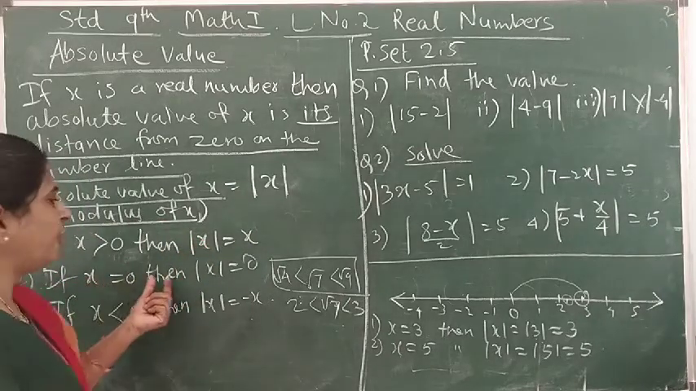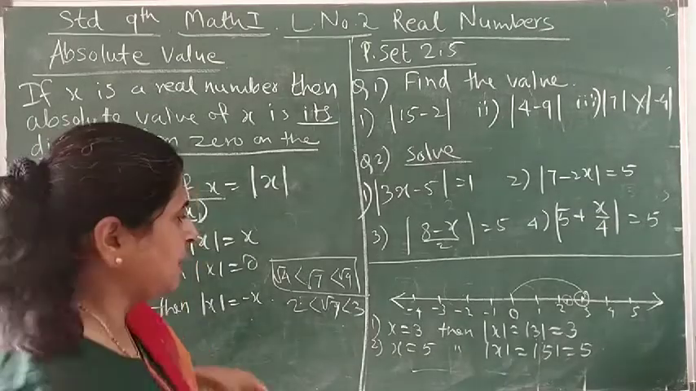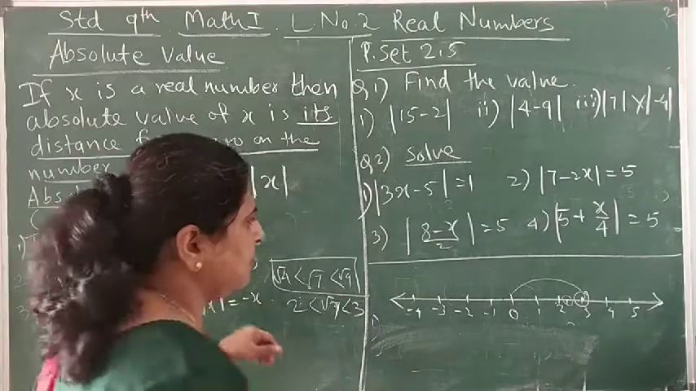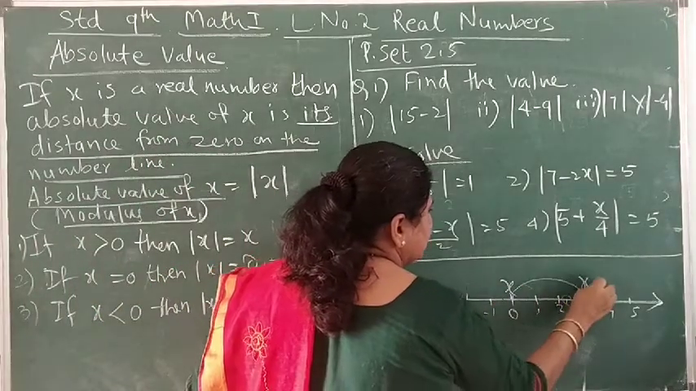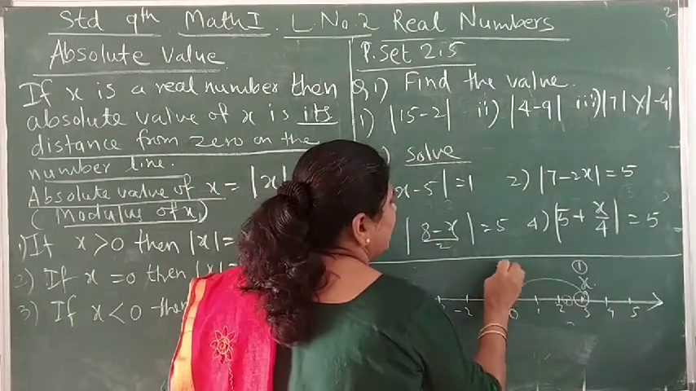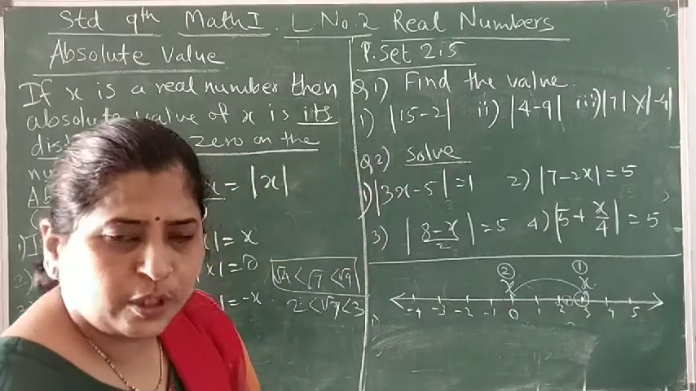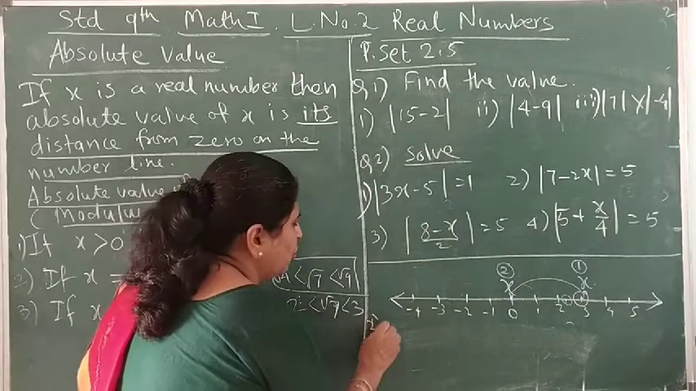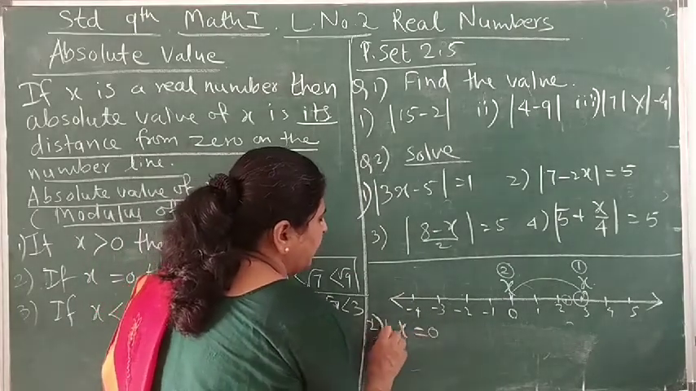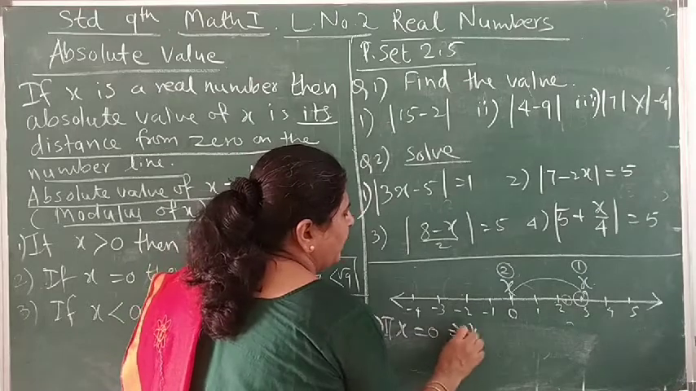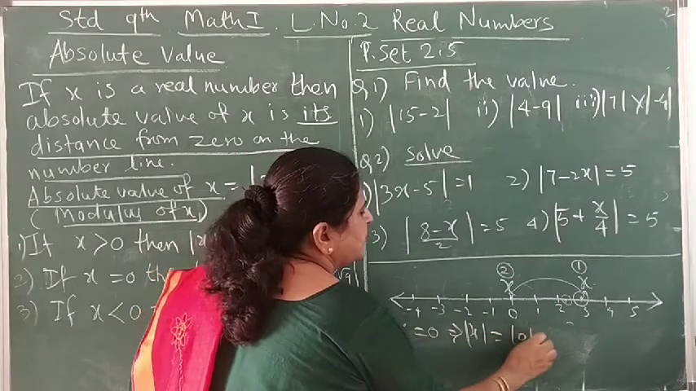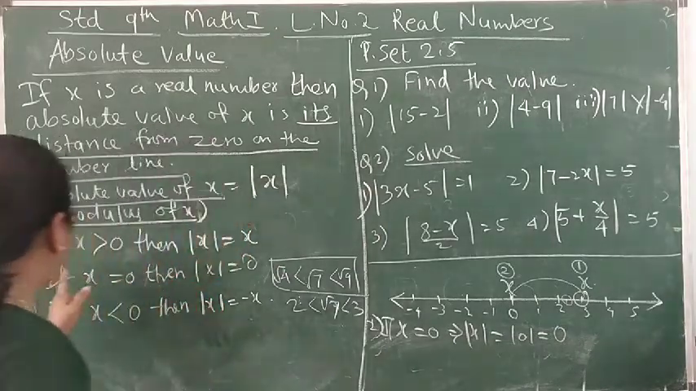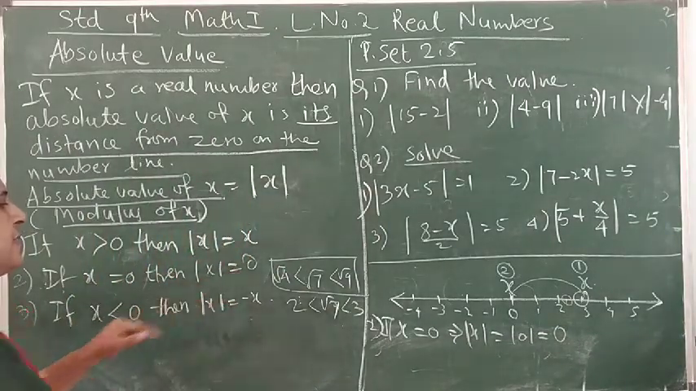Now what is the absolute value of 0? If x is equal to 0, now x is here somewhere. This is your x; previously x was here, in the first case, when it was positive. When it is 0, what is the absolute value of 0? What is the distance of 0 from 0? It is 0. So if x is 0, the absolute value of x, the absolute value of 0, is 0. So when x is 0, then the absolute value of x is 0.